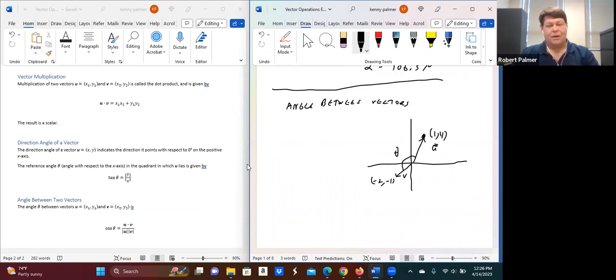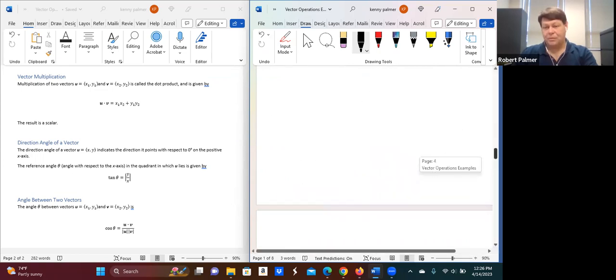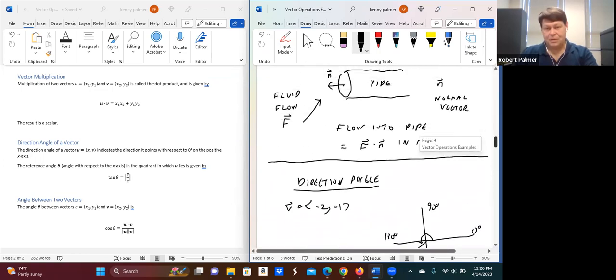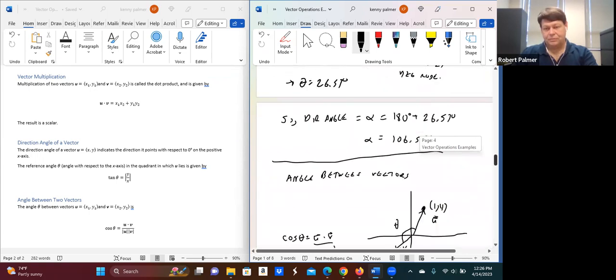If you look over here, it says that the cosine of theta is equal to u dot v, the dot product, divided by the magnitude of both vectors. So what you need to do then is find the magnitude of both vectors. We already know the dot product. We found that before. So u dot v from our previous example is -6.